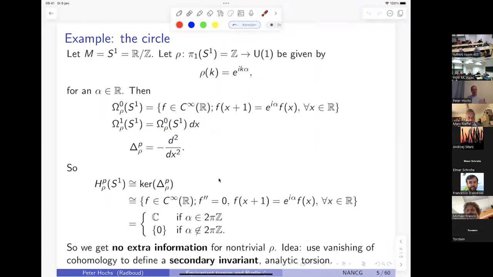But the idea is to use the vanishing of cohomology to define the secondary invariant. By a secondary invariant, I mean an invariant which you can construct because another invariant vanishes. So cohomology is a primary invariant, and we will see that if that vanishes, that allows us to define a new invariant, which is analytic torsion.